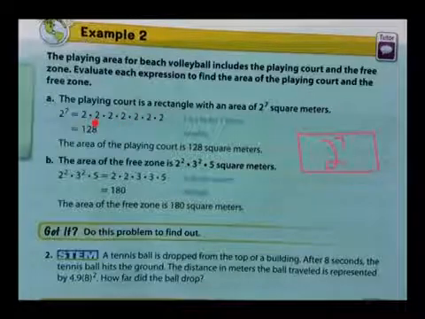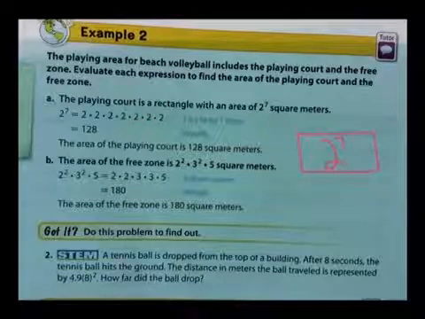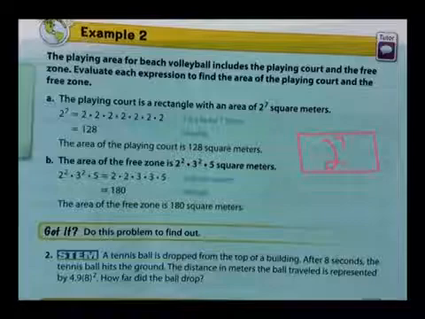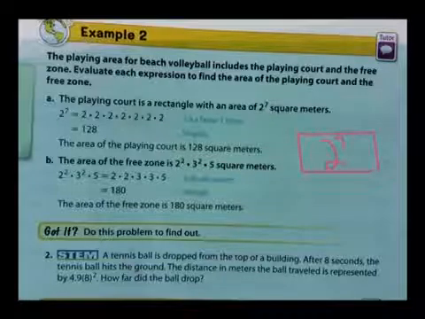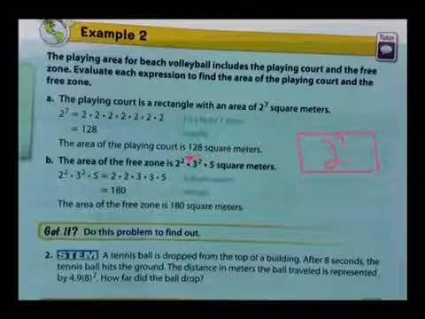And we multiply it. 2 times 2 is 4, times 2 is 8, times 2 is 16, times 2 is 32, times 2 is 64, and then times 2 is 128. And there you have it. So it's 128 square meters.